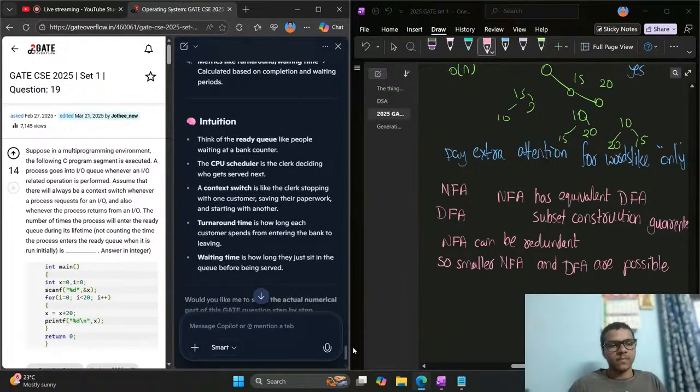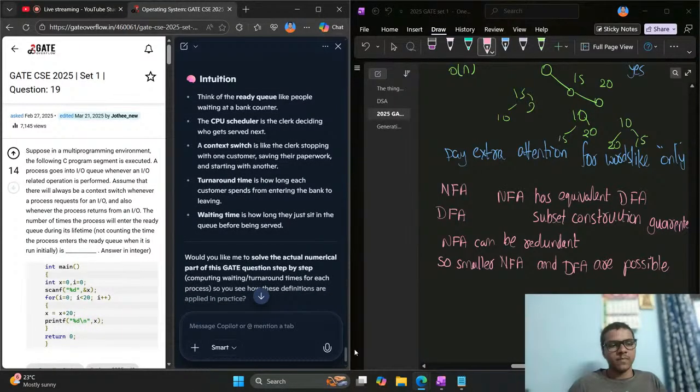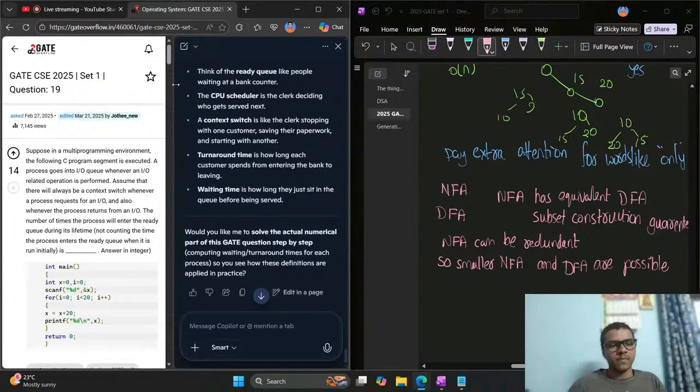Ready queue is like people waiting at a bank counter. The CPU scheduler is clearly deciding who gets served next. A context switch is like stopping with one customer, checking their paperwork, and starting with another. Turnaround time is how long each customer spends from entering the bank to leaving. Waiting time is how long they just sit in the queue before being served.